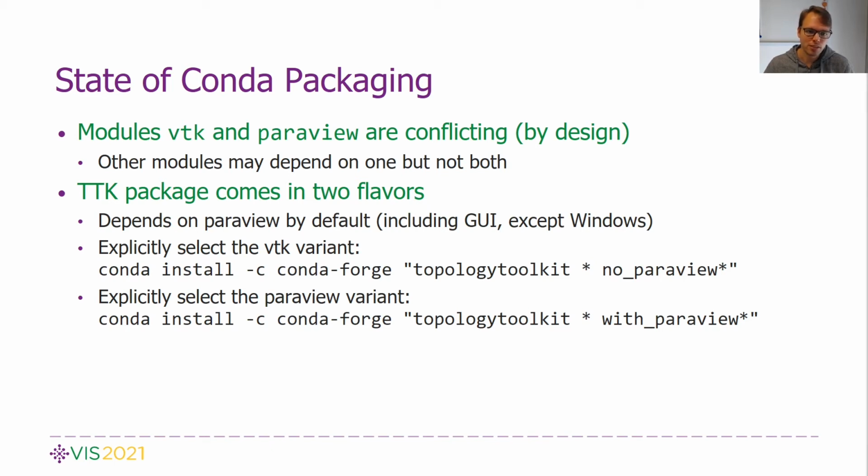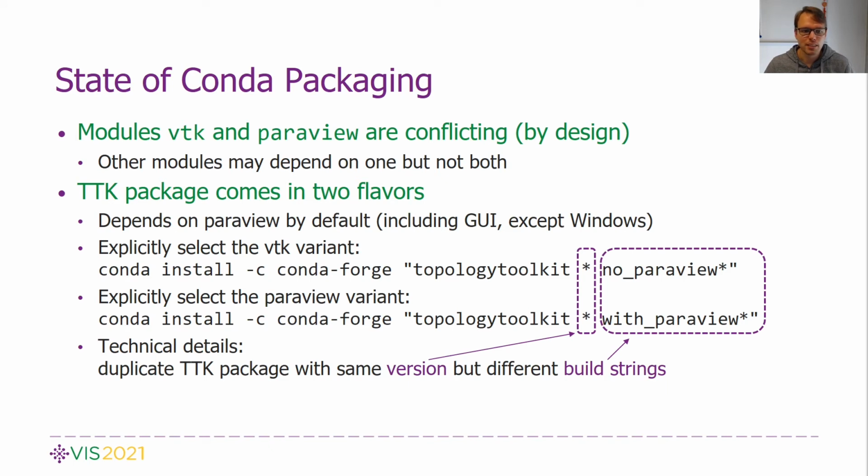You may also select the specific variant manually, as shown in these examples, or you may install TTK together with some other module that depends on either VTK or ParaView, and Conda will then figure out for you the correct version. If you're interested in the details, the way that this works is that we provide duplicate TTK packages for each TTK version, but with different build strings that start with these two strings shown over here.